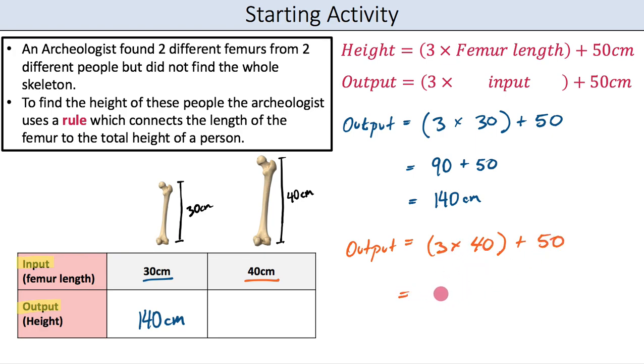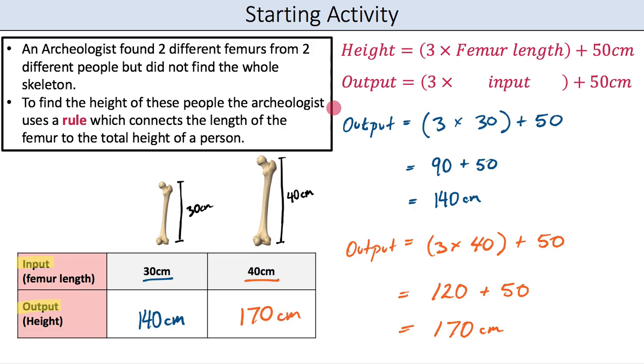3 times 40, what is that? That's 120. And then I'm going to plus 50. So that's going to be 170. And again, we're talking about centimeters, so that's going to be centimeters. So I'm going to have 170 centimeters as my output value.